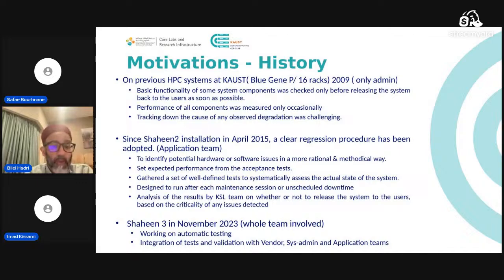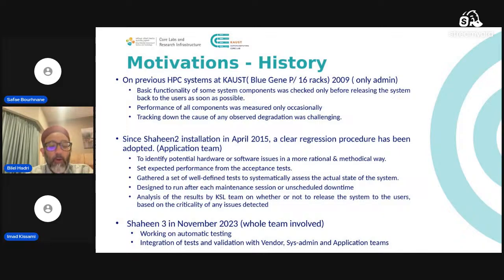There is some problem. So in Shaheen 2, in April 2025, we put in place a clear regression procedure, and it has been adopted. We sat down all together and said, this is not acceptable, this is how we do it. What we did was take what we call the site acceptance test. We have some benchmarks that the vendor agreed on, that everyone witnessed, and we picked some of the tests that should not be long, and we run them. And we keep running them, and we collect the data. This was managed by the sysadmin in collaboration. So the sysadmin witnesses when there is a failure, we notify, and that went well for like 7-8 years.